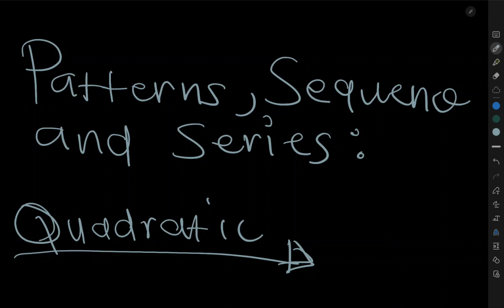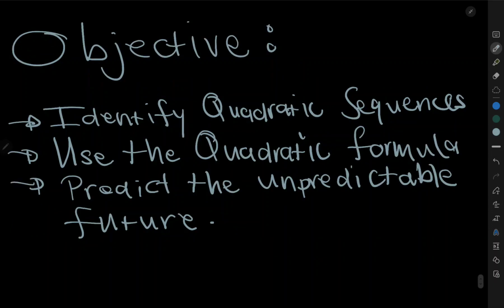In this video we will be learning about quadratic patterns, or quadratic sequences, if you want to call it that. The objective of this video is for you to be able to identify quadratic sequences, use the quadratic formula, and use that formula to predict the unpredictable future. So how do we predict an unpredictable future? Stay till the end of the video and you will be able to find out.